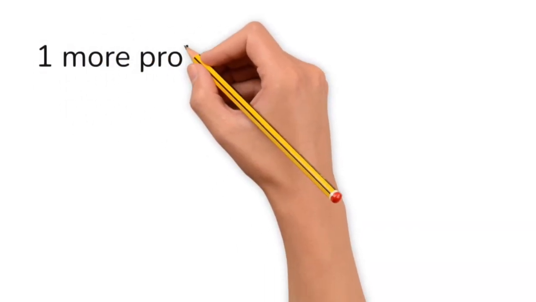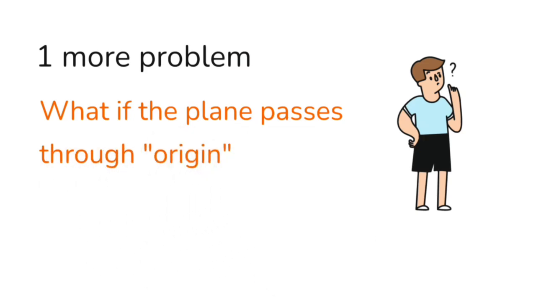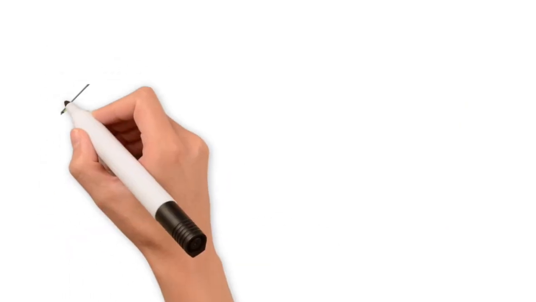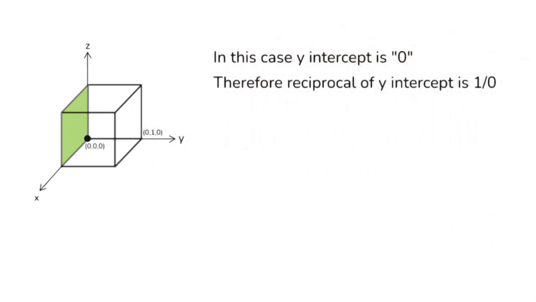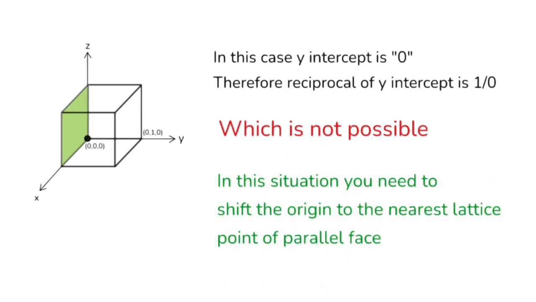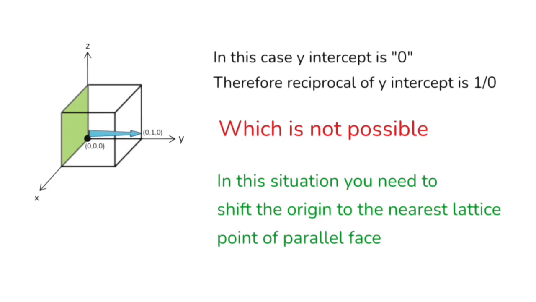One more problem. What if the plane passes through the origin? Let's take a look. In this case, the y-intercept is 0, therefore the reciprocal of the y-intercept is 1 over 0, which is not possible. To solve this kind of question, you need to shift the origin to the nearest lattice point of the parallel face.